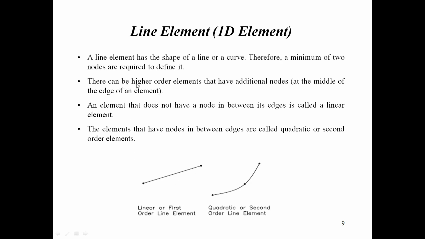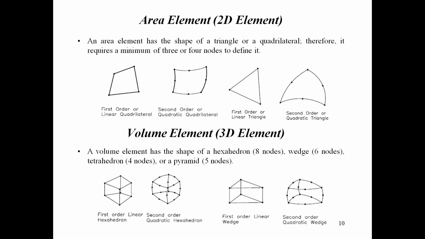Okay, so there can be a higher order element that has an additional node at the middle of the edge of an element. That straight line indicates a linear element, and the curved line indicates a quadratic element. The quadratic element has an additional node at the middle, because it has a curved surface, therefore that additional node is required. An element that does not have a node in between its edge is called a linear element. The element that has nodes in between the edge is called a quadratic or second order element. Same in the 2D and 3D element.